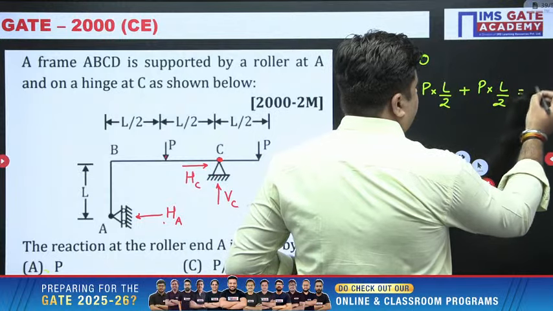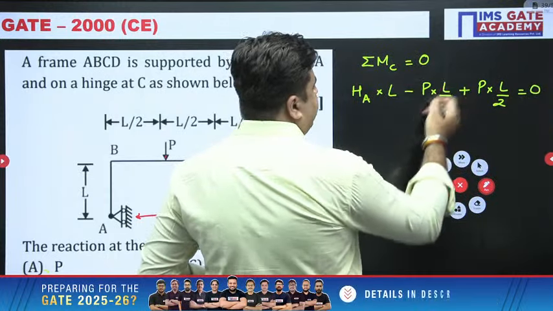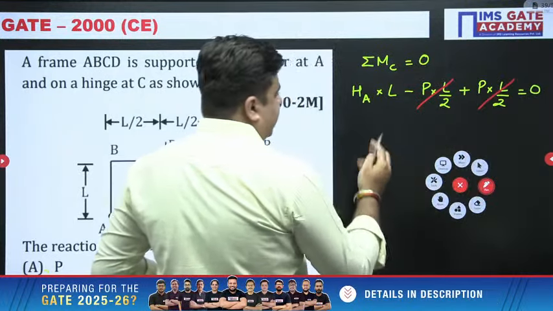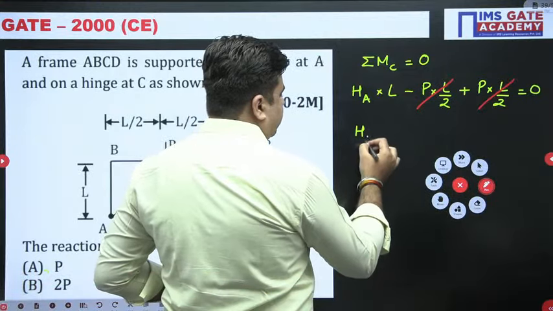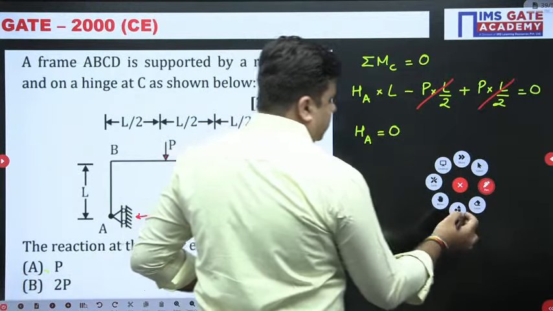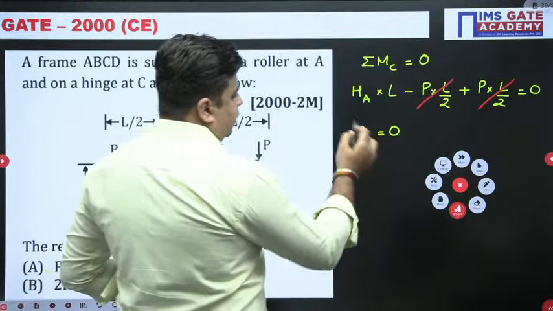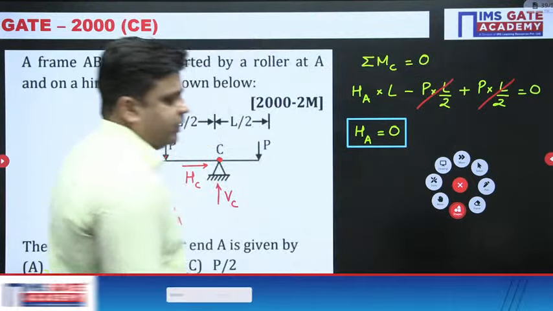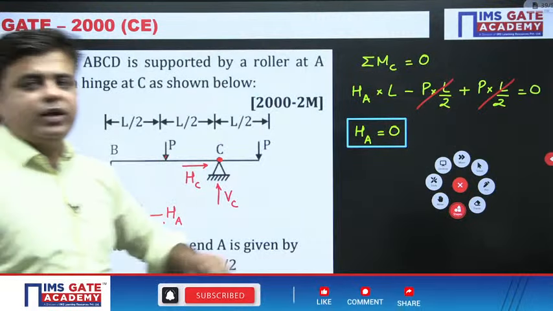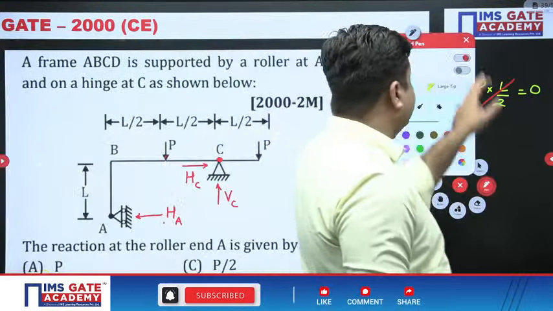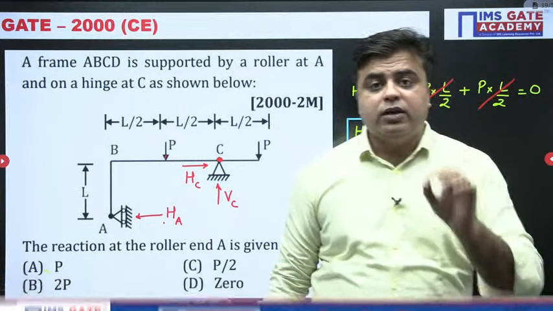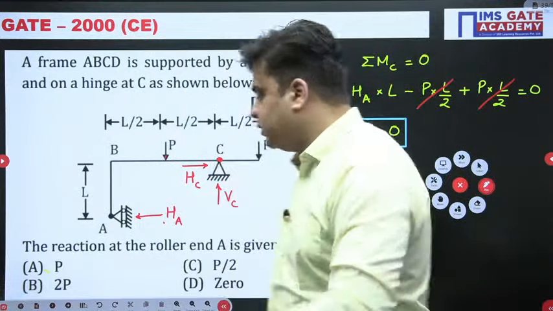This should be equal to 0. Now this P into L by 2 and P into L by 2 will cancel out, and the value of HA from here will come out as 0. So whenever you have to calculate the support reaction, you will calculate it using equations of static equilibrium.